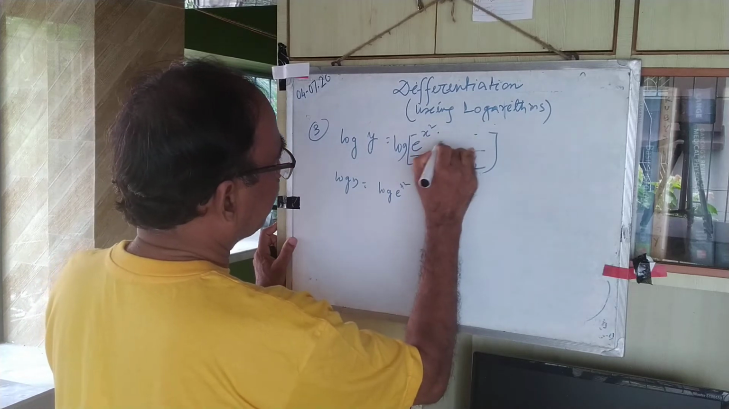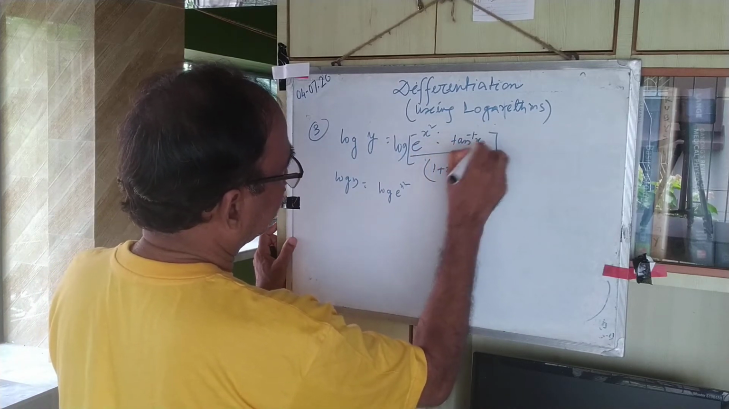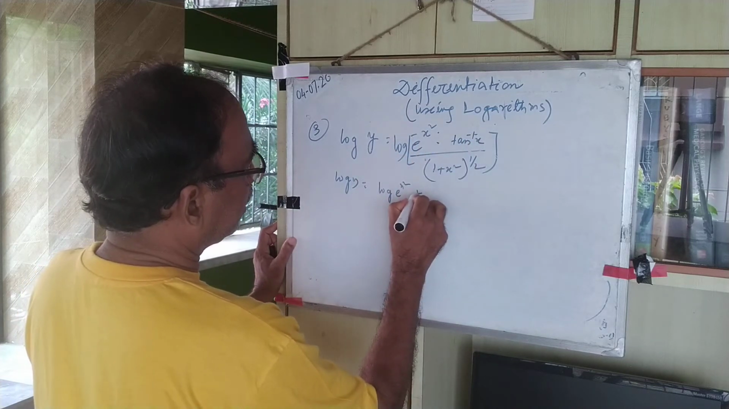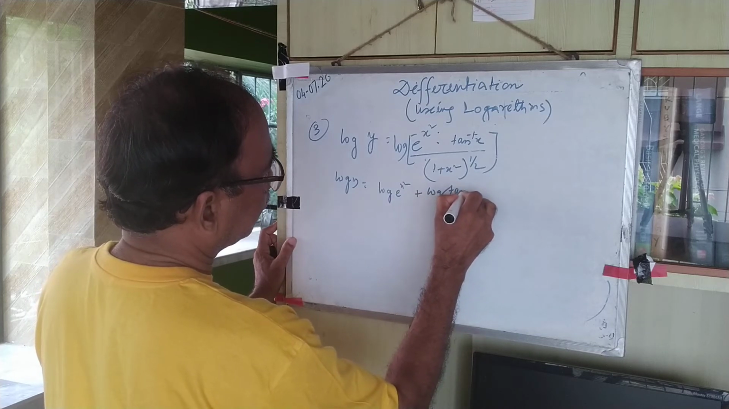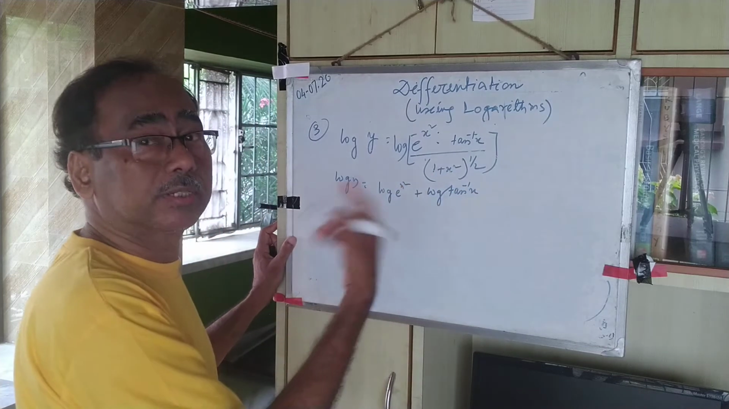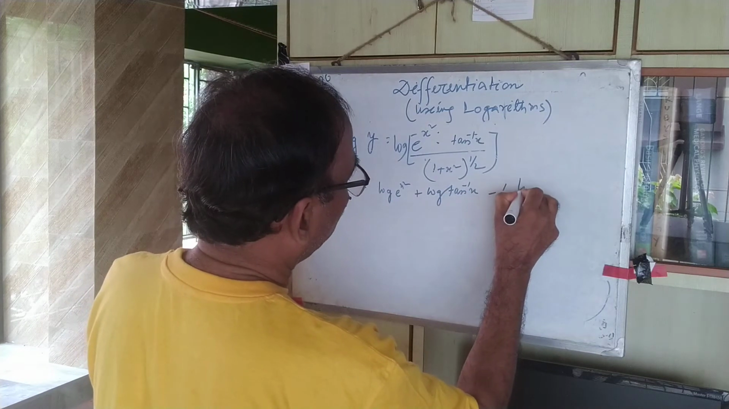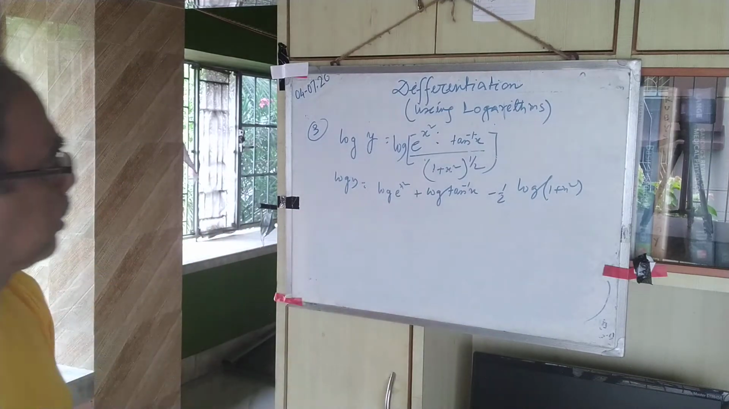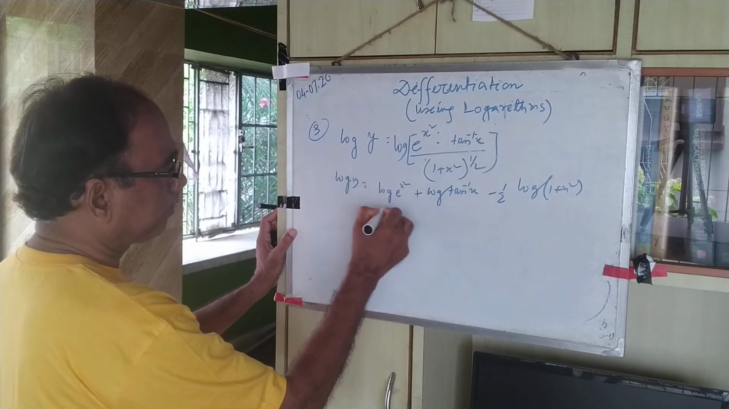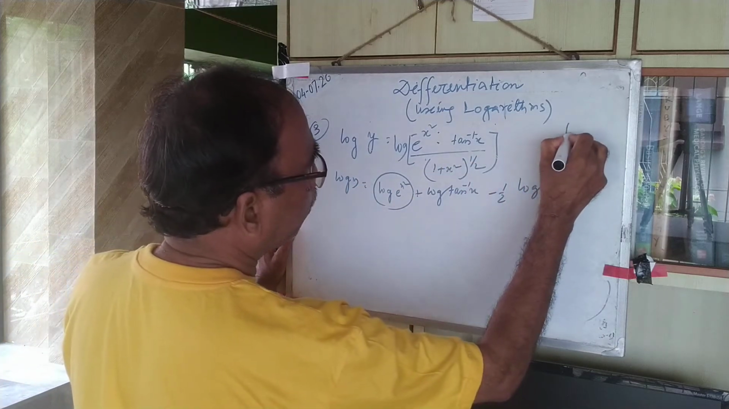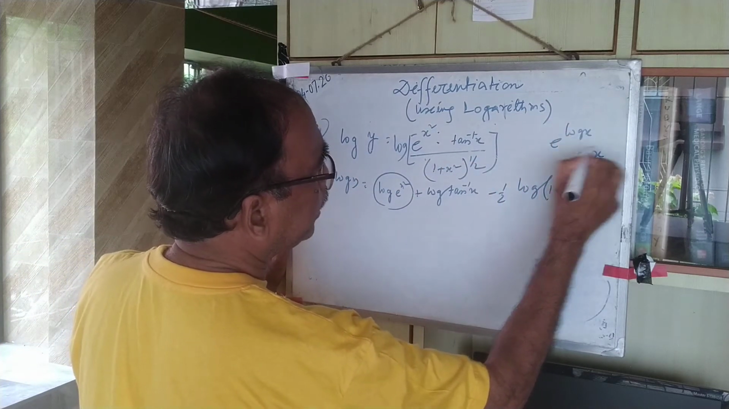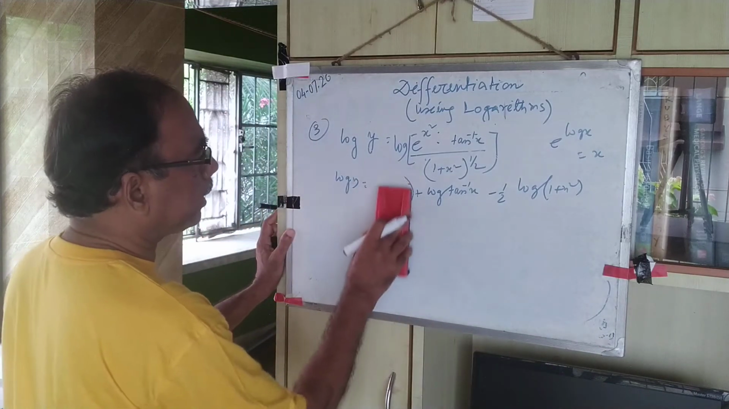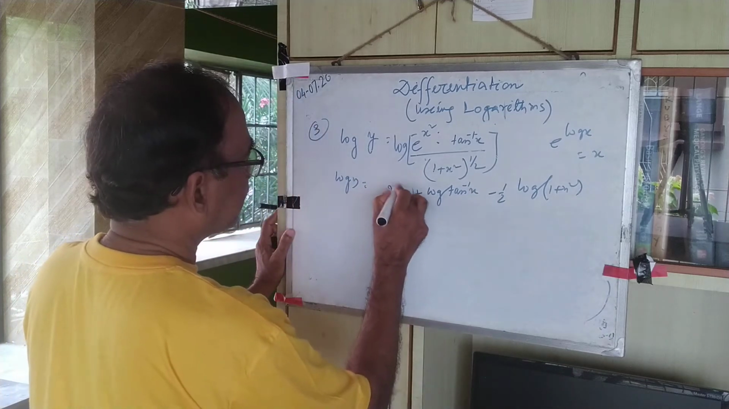This is tan inverse x, separate. E to the power x square into tan inverse x. Then log AB means log A plus log B. That is log of tan inverse x. Then division means subtraction, minus half of log of (1 plus x square). Now, e to the power log x equals only x. So e to the power log x square is only x square. We can write x square.